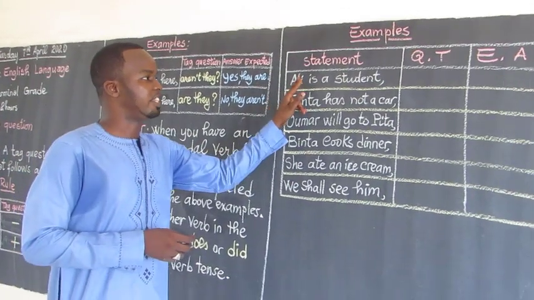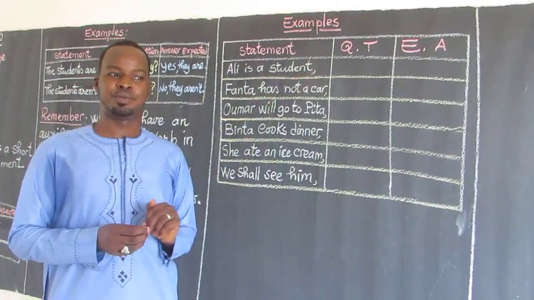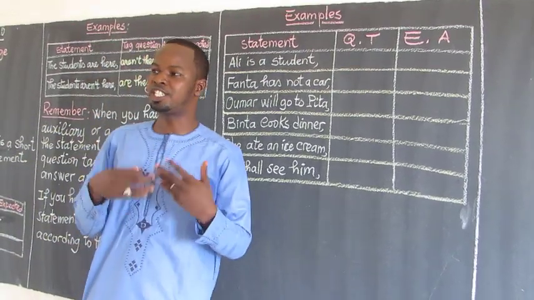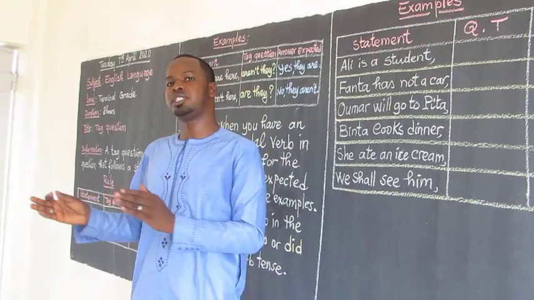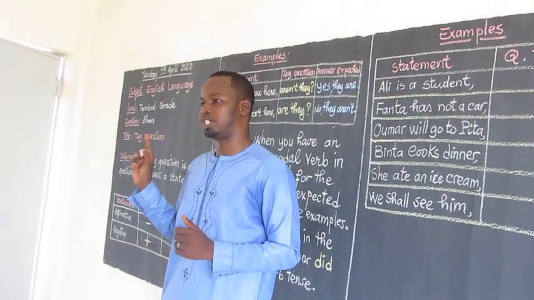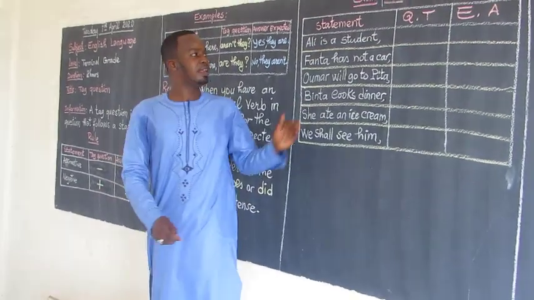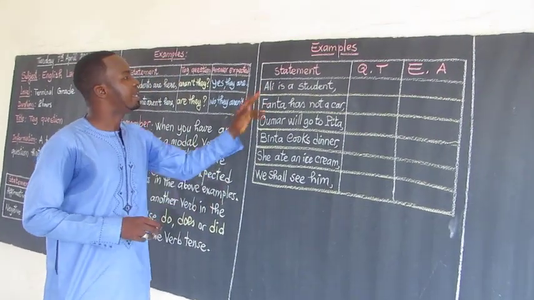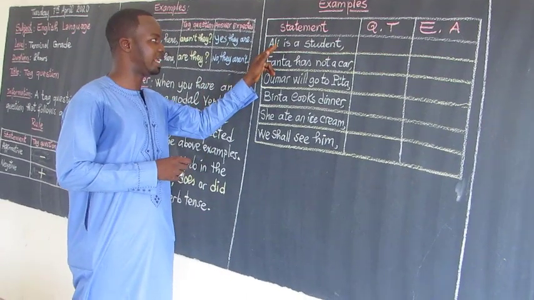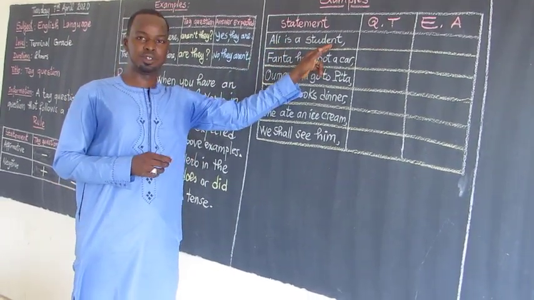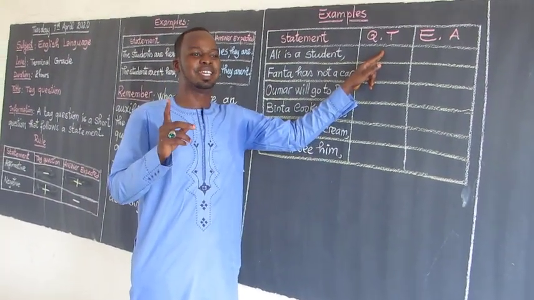The first statement: Ali is a student. We have to remember the rule. When we take this statement, it is affirmative. So it is a positive statement. So the question tag is going to be negative.